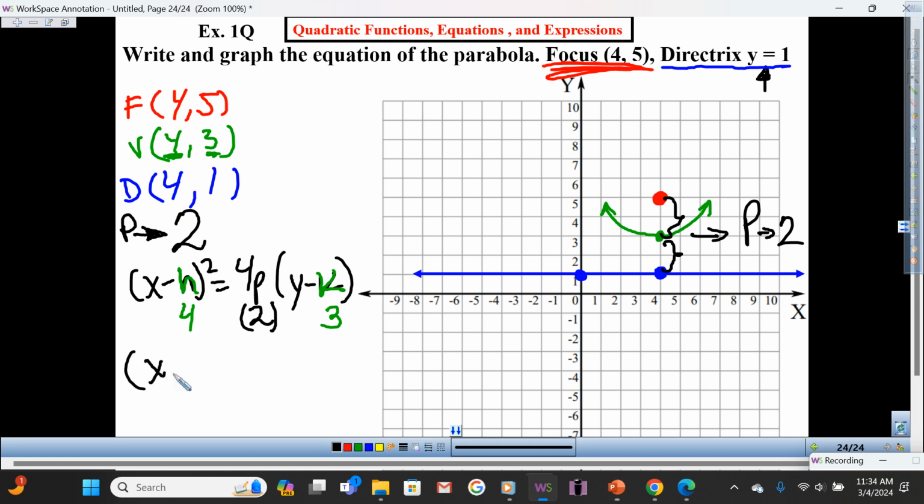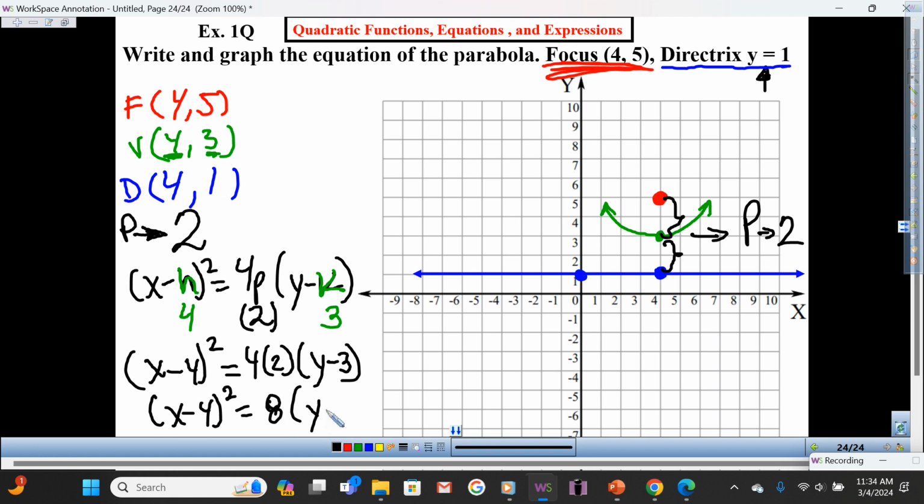Bring down the x minus the 4 squared equals 4 times 2 times y minus 3. And our new equation is x minus 4 squared equals 8 times y minus 3. Let's go. From 1 to 5, I'll come to where you guys are with that so far. 5 4s, 5 4s. Which I'm assuming you could do one by yourself.